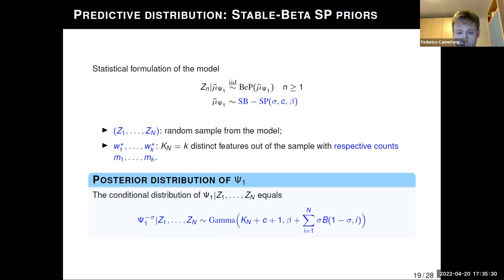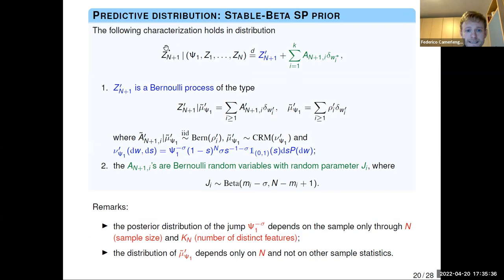On the other side, we can characterize the distribution of the next individual given the data and C1 as follows. And as you can see, the posterior distribution is the sum of two components, a part in blue, which refers to the number of new features, which refers to the number of new genetic variants, and a part in green, which refers to the number of already observed features. So this part in blue is again a Bernoulli process whose parameter is a completely random measure with the following Levy intensity. And as you can see, the Levy intensity of this completely random measure depends on the initial sample, on the sample size n, but it also depends on C1 to the power minus sigma.